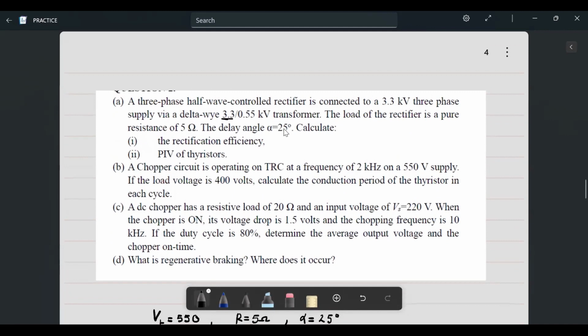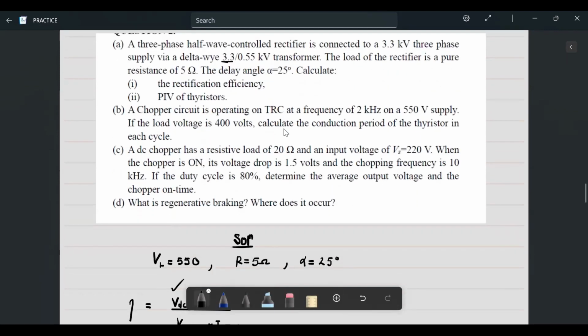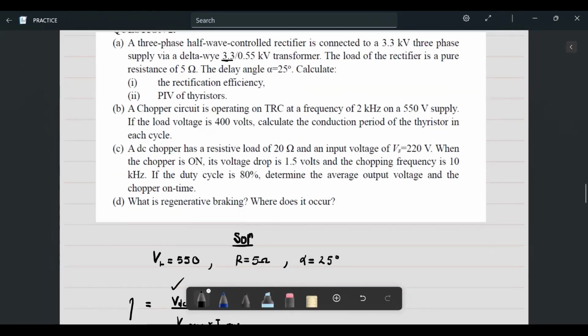Okay, then we also have to find the PIV of a thyristor. Who understands what a PIV means? Who remembers? Okay, so PIV means the peak inverse voltage, right? That's the voltage that a diode can withstand in reverse bias. Remember that when the diode is reverse biased, the whole source voltage appears across the diode.